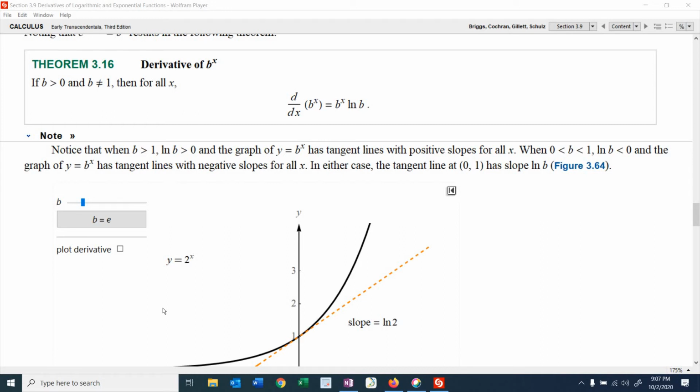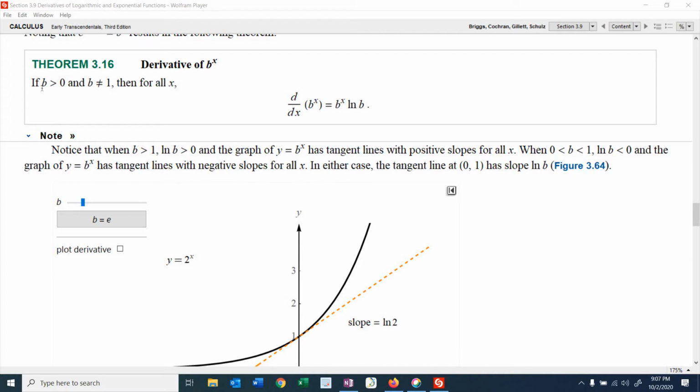Hello again. In this video, we're going to talk about the derivative of an exponential function. So theorem 3.16 says that if b is a positive number and b is not equal to 1, then for all x, the derivative of b raised to the x power is equal to b raised to the x power times the natural log of b.